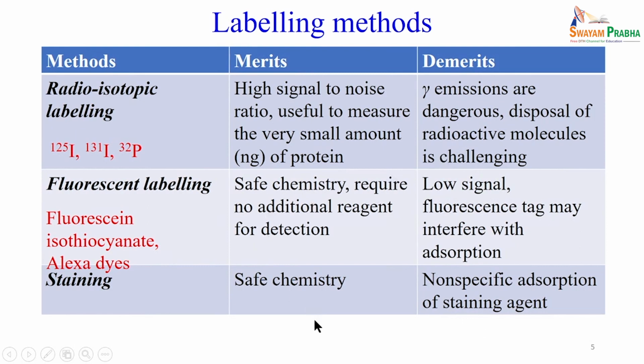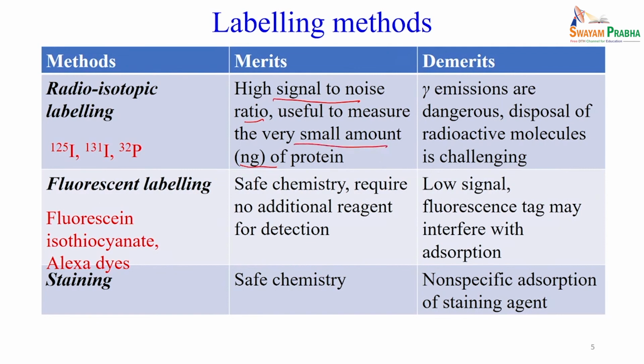So, in the labeling method we can go for the radioisotope labeling, then fluorescent labeling, and we can also go for the staining or dye. If you are going with the radioisotope labeling, it has a very high signal to noise ratio, and particularly you can analyze up to the nanogram of the protein, a very small amount of the protein.